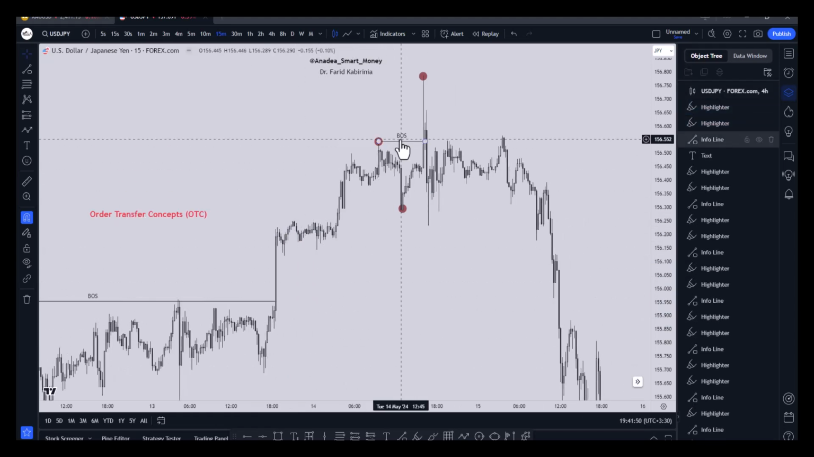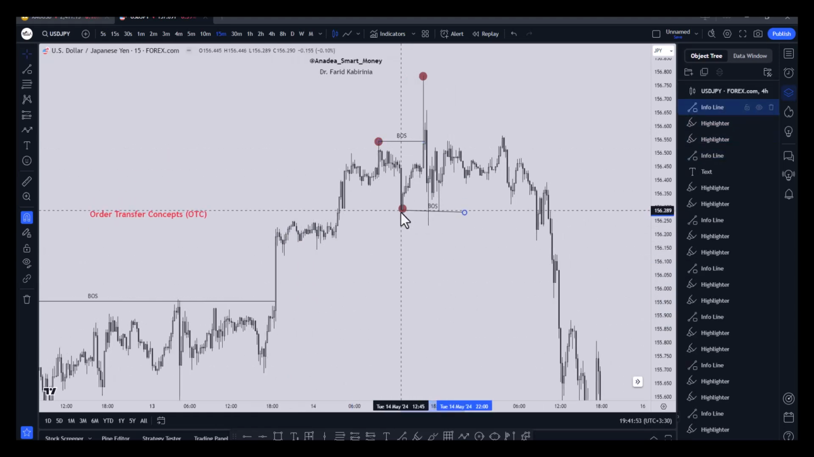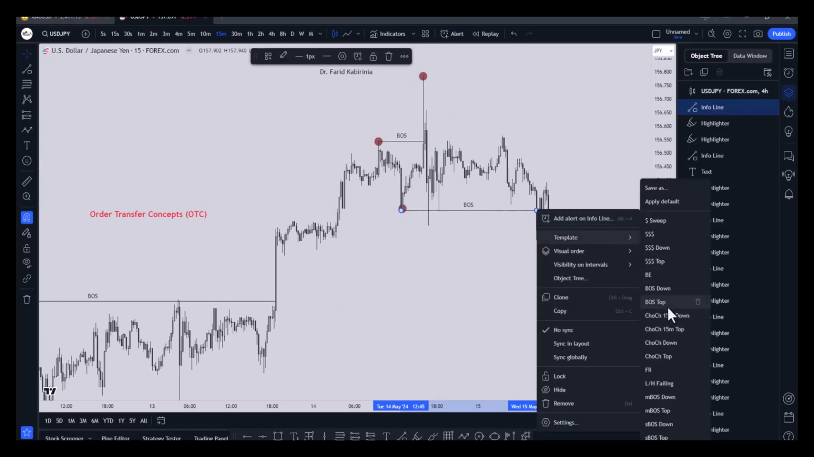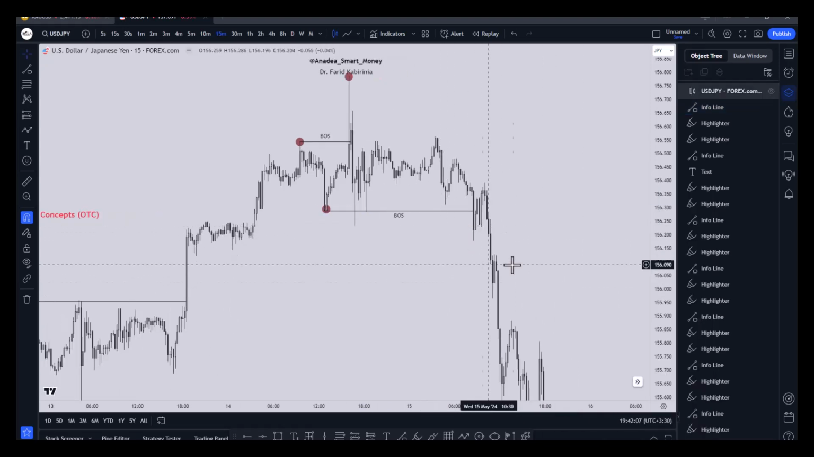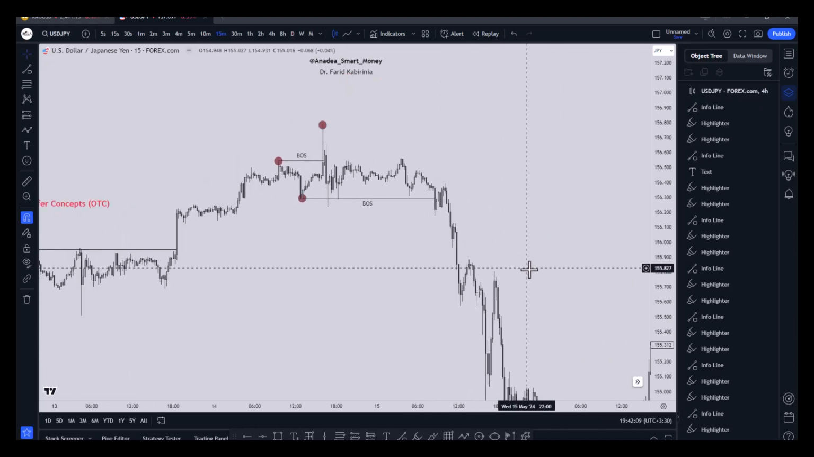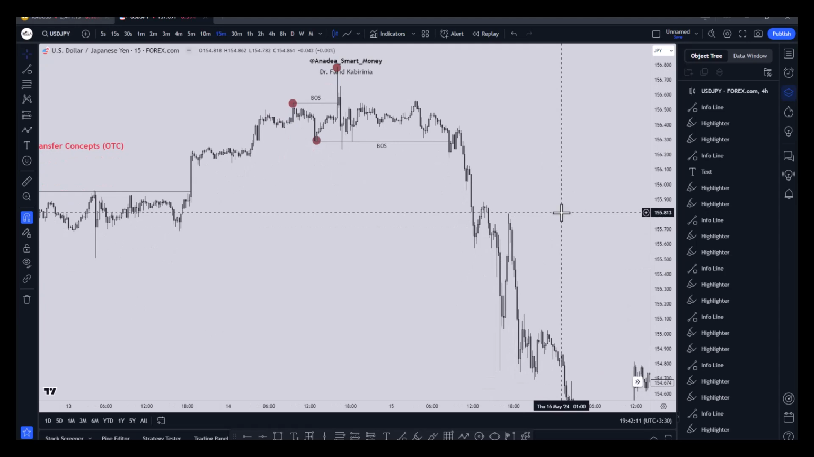So let's go over this. Price has broken to the downside, broken structure to the downside. I mean swing structure. There is a difference between internal structure and swing structure. So price has rallied down from here. Let's see where our swing low is determined.